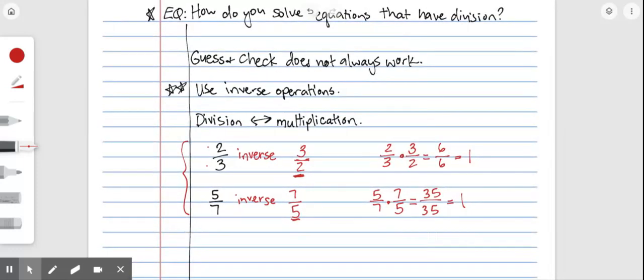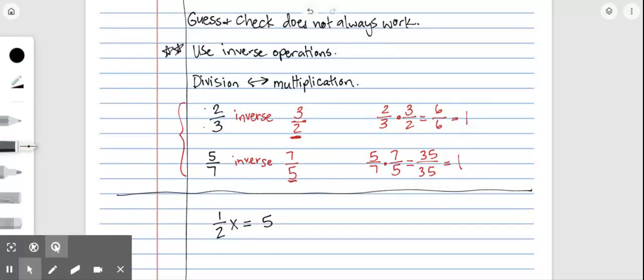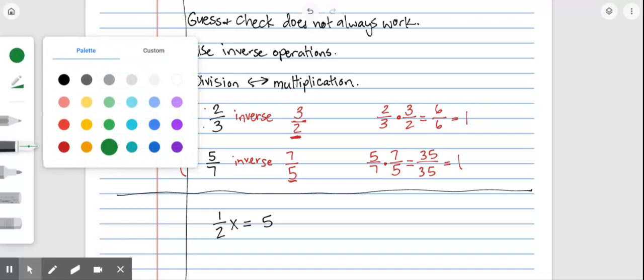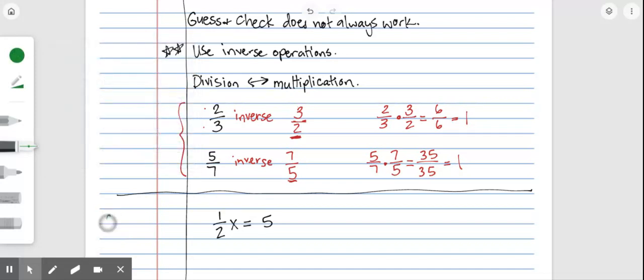So let's do a problem like that. Okay, so I'm going to draw a line. Okay, so I'm going to try this one. 1/2 of x equals 5. So this one has a coefficient that is a fraction right here. This 1/2 is the coefficient. The coefficient is a fraction.